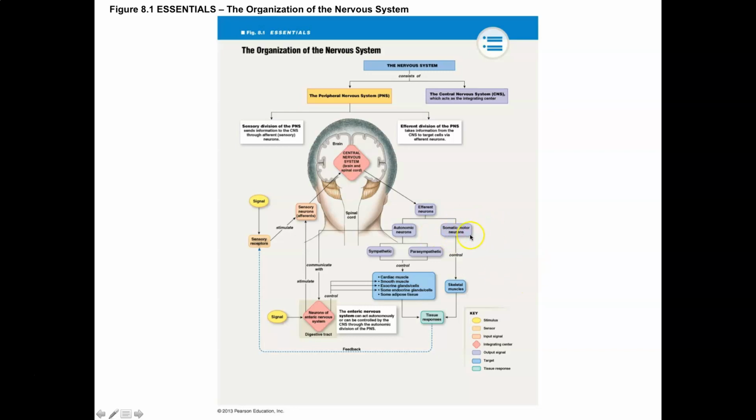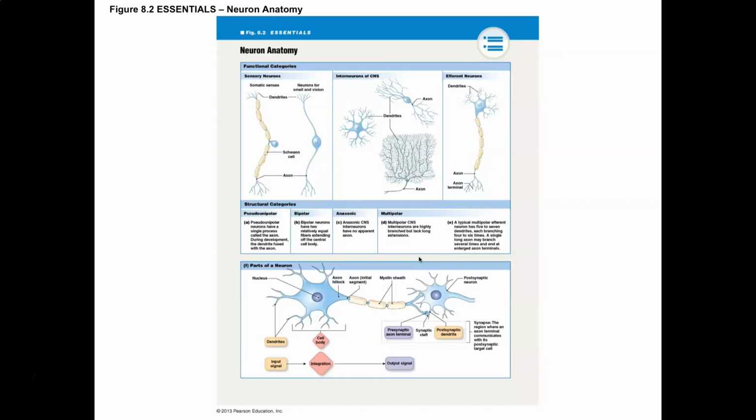The somatic controlled structures are going to be your skeletal musculature, and then your autonomic is going to be subdivided into sympathetic and parasympathetic, and they're going to control cardiac muscle, glands, smooth muscle, etc. So take a look at the hierarchy of the nervous system, again, just so you don't get lost in the vocabulary and the structure and the makeup of the system as you try to learn the physiology.